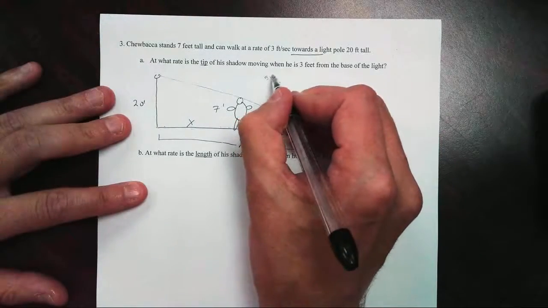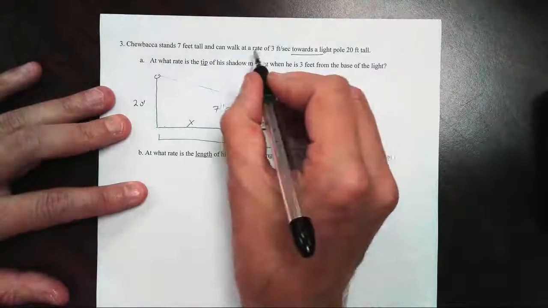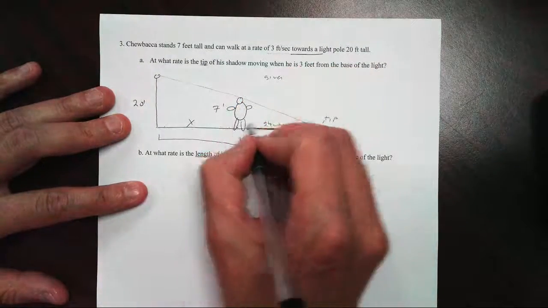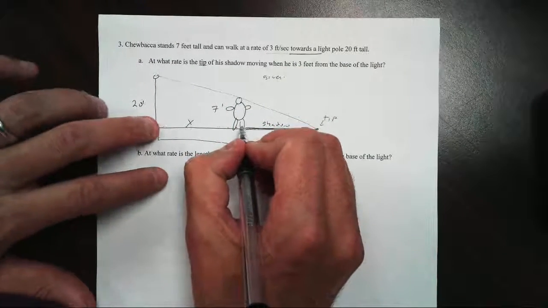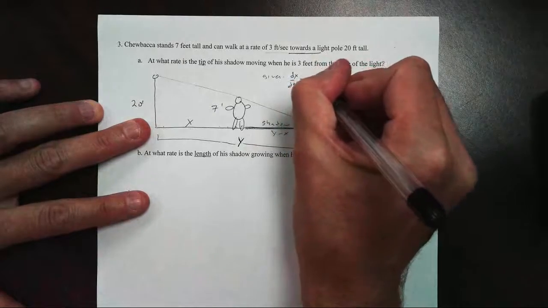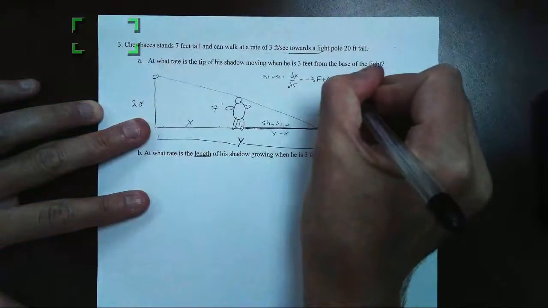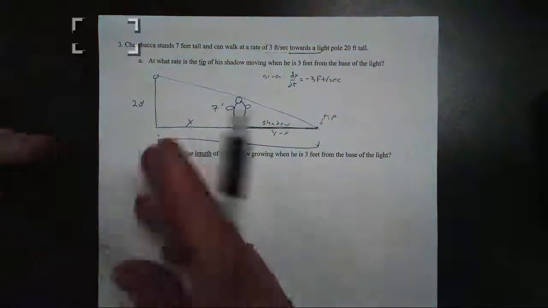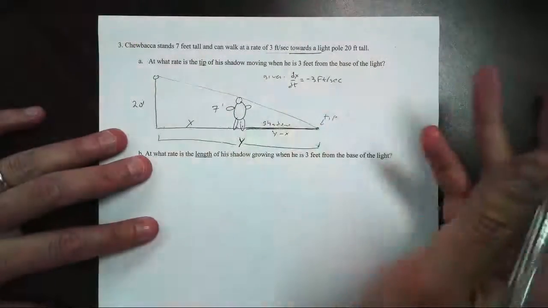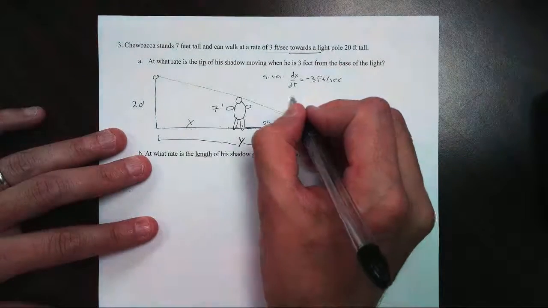What am I given? Okay, he can walk at a rate of 3 feet per second towards the light. That's giving me the change in x. See, the distance between Chewbacca and the light is x. So I know dx/dt, and it's going to be negative 3 feet per second because he's heading towards the light. That distance is getting shorter. At what now? They give me x is also 3.